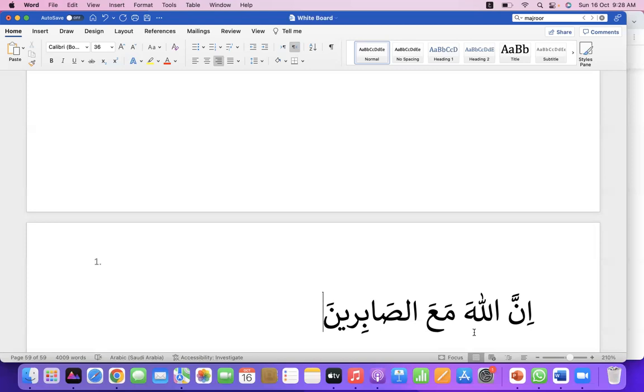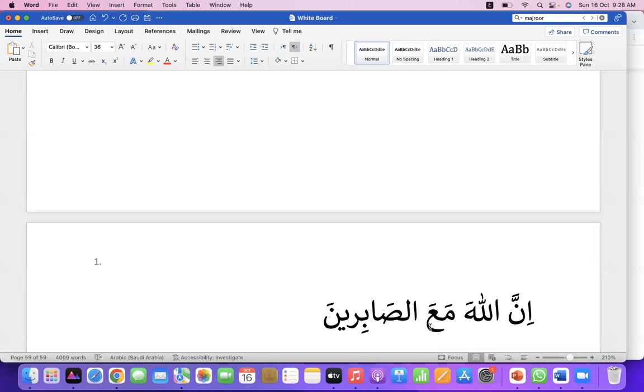So one of the reasons for an ism to become mansoob is if it is followed by harf. These are harf-e-nasab. Inna, and this Allah became mansoob because of inna. So inna Allah ma'a. Now ma'as sabirin. Can you tell me what is this combination ma'as sabirin? Mudaf ilayh. Yes.